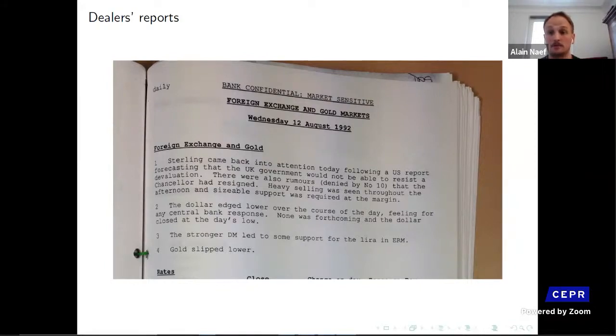So there's a rumor which is not true, which is based on nothing, but it's on the market and it's impacting the exchange rate. And here again, it's very interesting because if you were using variables only, you could never pick something like this up. Then they're saying heavy selling was seen throughout the afternoon and sizable support was required at the margin. That means they intervened to try to reverse these negative elements. I think this is very emblematic because you can see that even a rumor is picked up in this narrative approach. I'll show you exactly how to do this, but I think that's one of the strengths of this approach, that we can really pick up different elements.